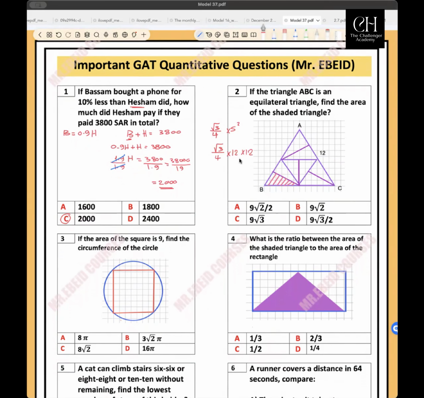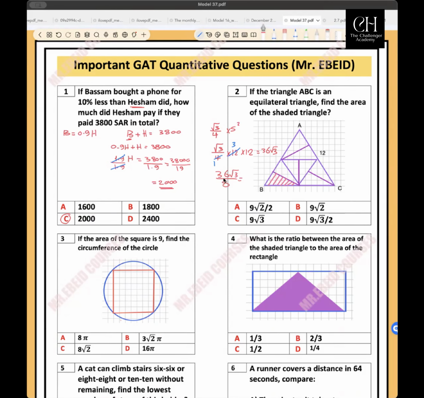I wrote 12 as 12 times 12, not 12 squared, because I'd like to simplify. Divided 4 equals 1, divided 4 equals 3. Now we have 3 times 12, which equals 36, and write down root 3. So the area of all of this triangle is 36 root 3. Now count how many congruent triangles: 1, 2, 3, 4, 5, 6, 7, 8. So to find the area of each triangle, you will divide this area by 8.